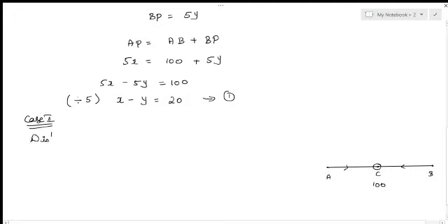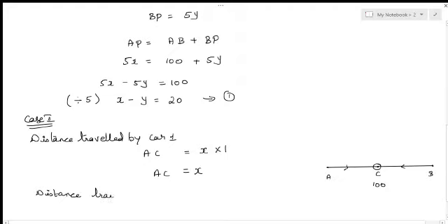Distance travelled by car 1. What is the distance travelled by car 1? AC equal to, you know that speed of car 1 is x and time taken is 1. So AC is equal to x. Now let us find out distance travelled by car 2. Car 2 starts from B and it reaches C. So BC equal to speed of car 2, which is y, and time taken is 1 hour.